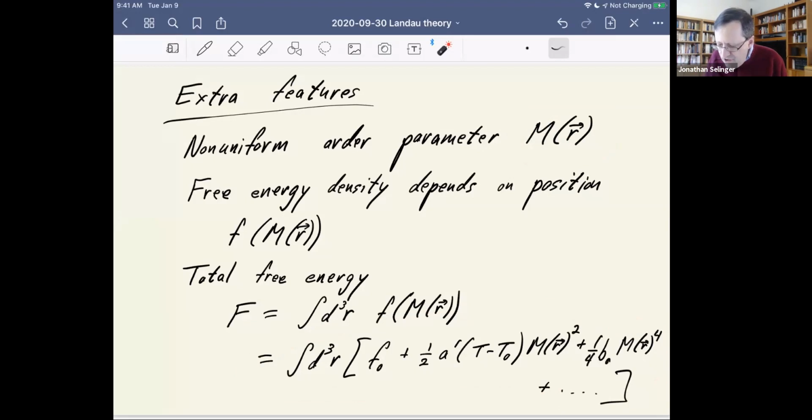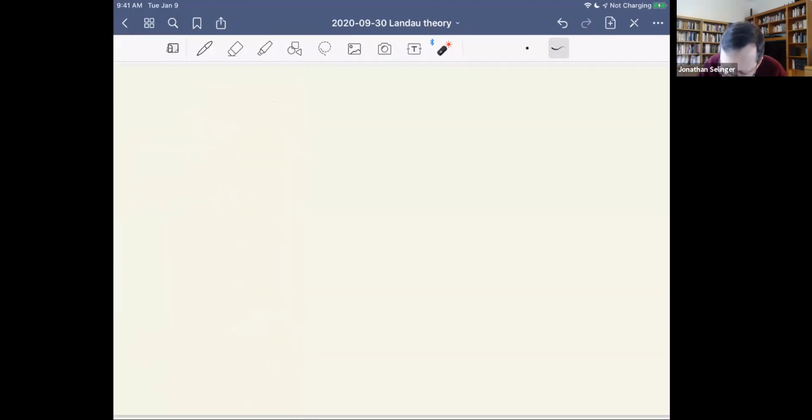But there's an extra part of the free energy also. Here, this stuff that I've written is all the free energy associated with a particular value of M. And I'm adding it up for M here and M here and M here and M here, all the different positions. But there might be some extra free energy that comes from the derivative of M, the gradient of M.